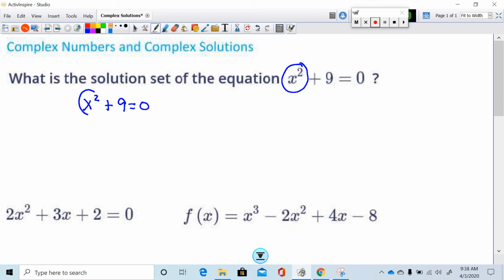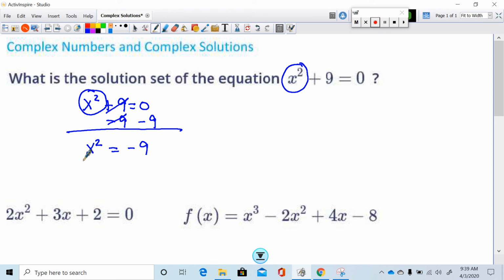So to get the x by itself, you have to first of all get rid of the adding 9. So the opposite of adding 9 is subtracting 9. So I'm going to subtract 9 from both sides. Bring down the x squared, opposites cancel, 0 minus 9 is negative 9.